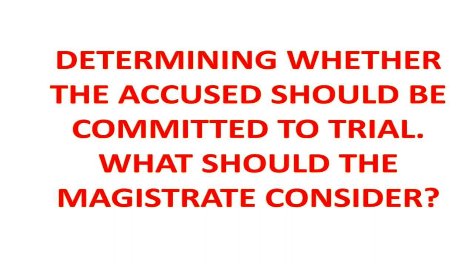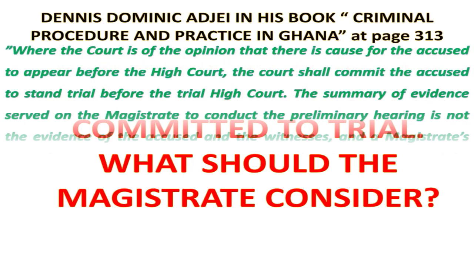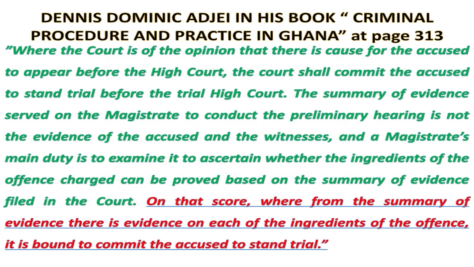But when we turn to the book authored by the learned Dennis Dominic J, in his book titled Criminal Procedure and Practice in Ghana, which I've already said is a very good book, and you look at page 313, it gives us a lot of assistance in how the court will determine whether to commit the accused person for trial or not. And this is what the learned author says, and I quote at page 313 of his book: "Where the court is of the opinion that there is a cause for the accused to appear before the High Court, the court shall commit the accused to stand trial before the trial High Court.